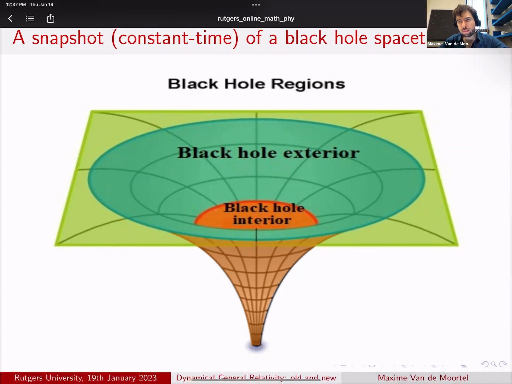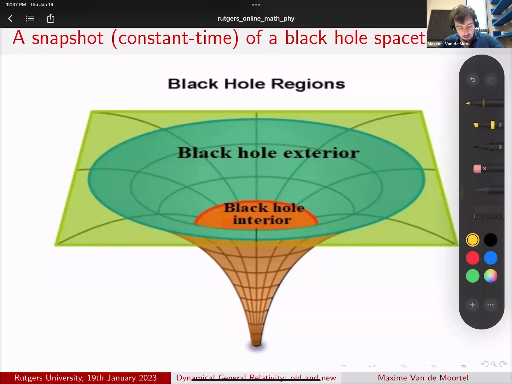So I think I could show you a space-time diagram, but for first exposure, it's best to first see a snapshot of a black hole, so constant time. So this is just space, okay? And a black hole is as follows. It has an exterior and an interior. This is the exterior. Let's say this is us. This is my office in here, okay?